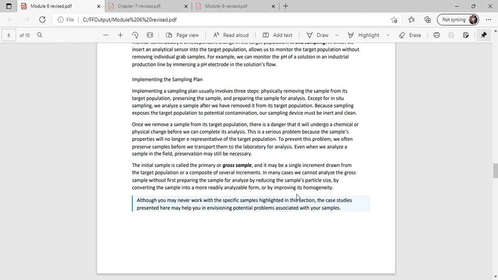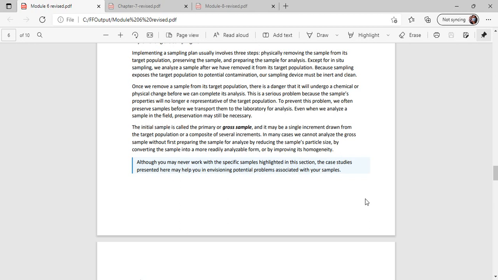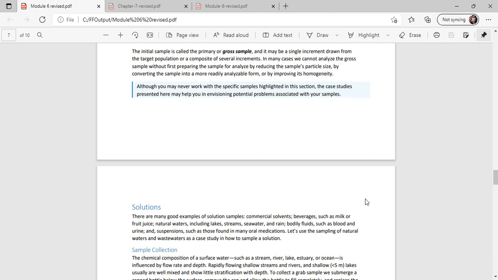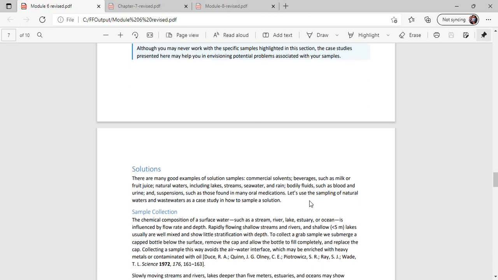The initial sample is called your primary or your gross sample. It may be a single increment drawn from the target population or a composite of several increments. In many cases, we cannot analyze the gross sample without first preparing the sample for analysis by reducing the sample's particle size, by converting the sample into a more readily analyzable form, or by improving its homogeneity. Although we never work with a specific sample highlighted in our section, this case study presents helpful, potential problems associated with other samples.